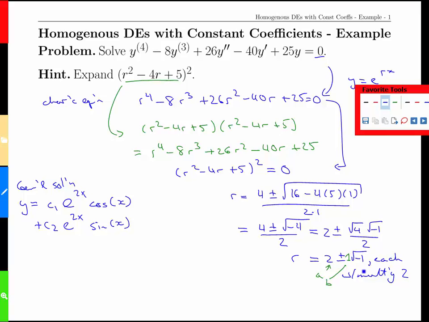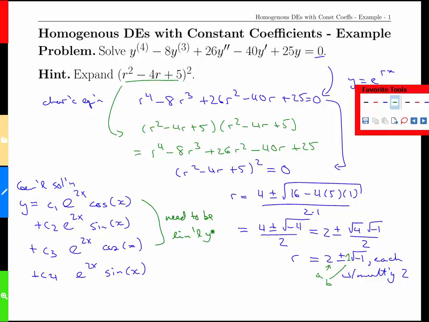Now we note that we have the multiplicity 2, so what we'd like to do is ideally use the same values again, c3 e to the 2x cos of x and c4 e to the 2x sine of x. However, those would not be linearly independent. We need them to be linearly independent. And how do we accomplish that? Well, just like when we had repeated real roots, we slide in a multiplier of x in front of both of these.